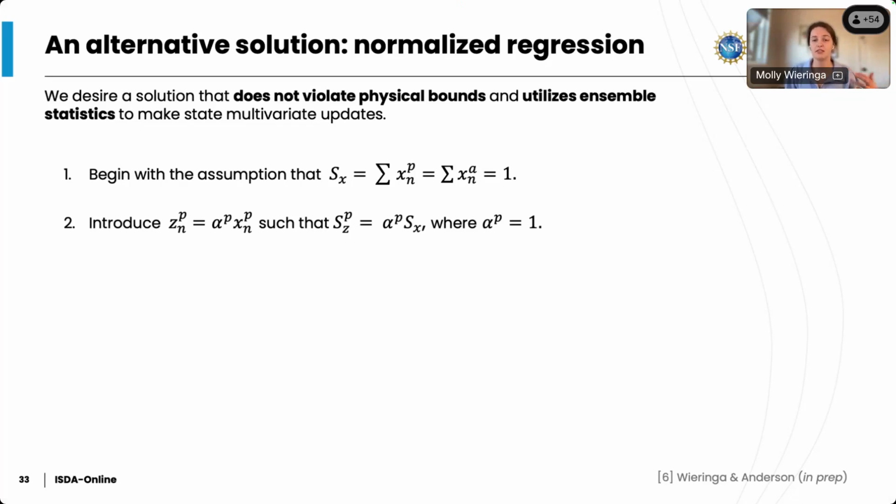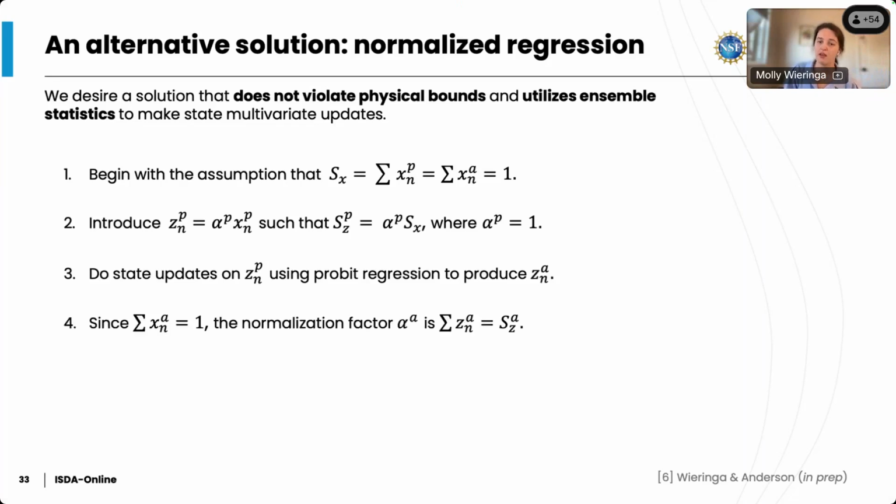We then perform updates to the relative fractional amount z using probit regression, which maintains the physical bounds on each subcategory between 0 and 1, and produce a set of analysis values for z. The alpha that relates the sum of x and the sum of z in the analysis is equal to simply the sum of the z values, since we already established that the sum of the analysis x's is going to be 1. And the alpha can then be used as a normalization factor to recover the analysis state values x.